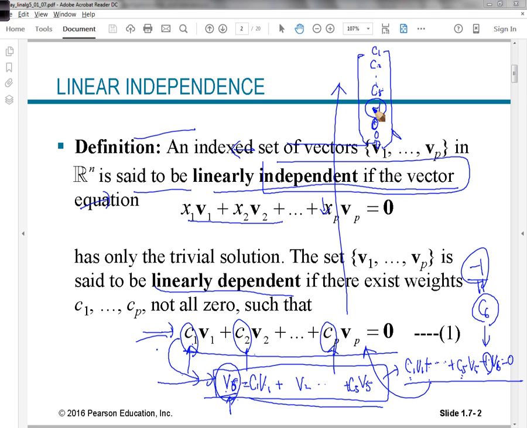Is it always possible, or can we always say that? We can represent V6 as a linear combination of the previous ones. But does it mean that we can also represent, for example, V7 as a linear combination of V1 through V6? Can we say so? It is not, right? It's not the case.